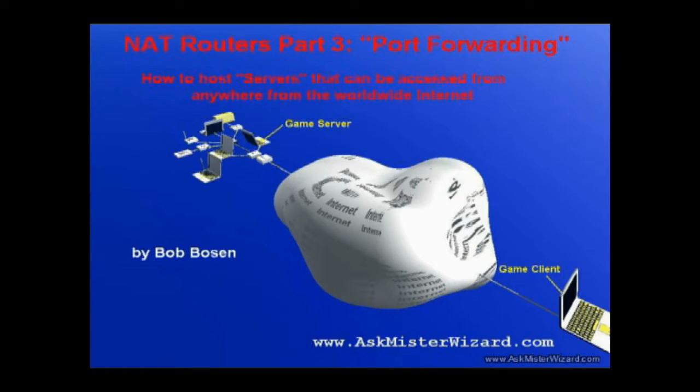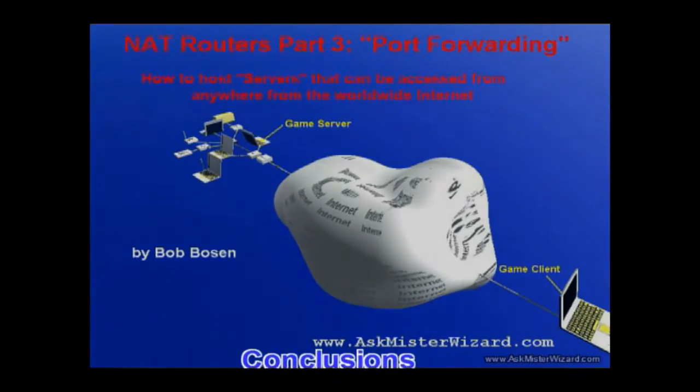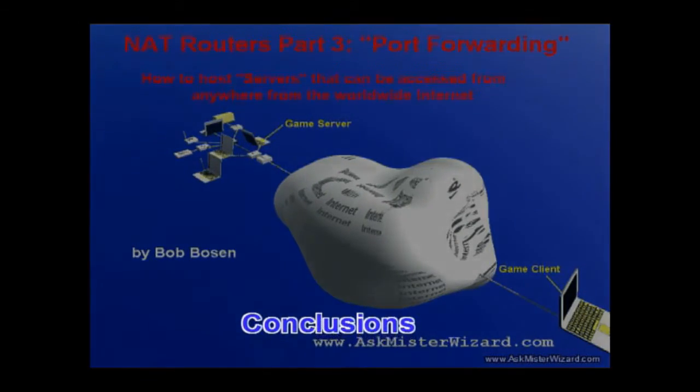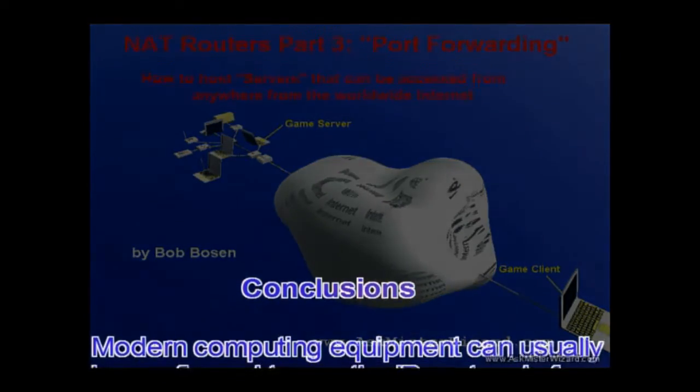If you want to make your services available on the worldwide Internet, you will need to use port forwarding, as described in our movie entitled NAT Routers Part 3, Port Forwarding, and you will also need to advertise your Internet address somehow. You can either pay extra to your Internet service provider to purchase a static Internet address, or you can use the Dynamic DNS service, as described in other movies here at AskMisterWizard.com.